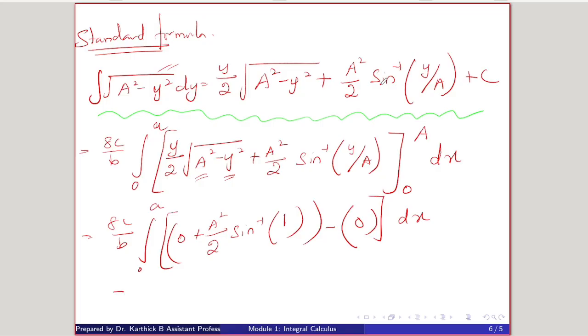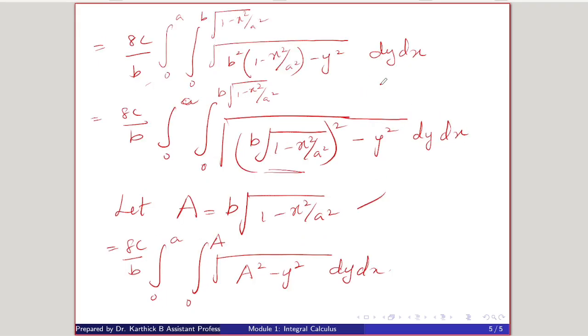So dx. So the remaining term will be 8cb integral 0 to a, and sine inverse of 1 will be pi by 2. So a square pi divided by 4 into dx. So on the next step it will be 8c. So again I will write the step what we got previously, a square pi divided by 4 dx.